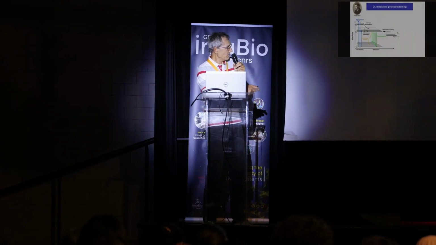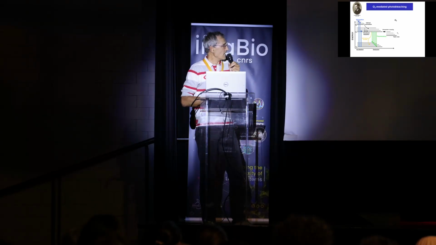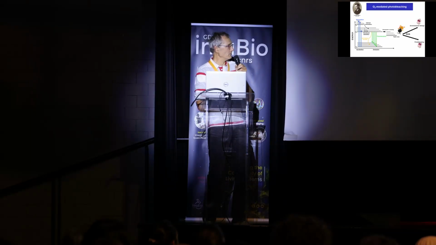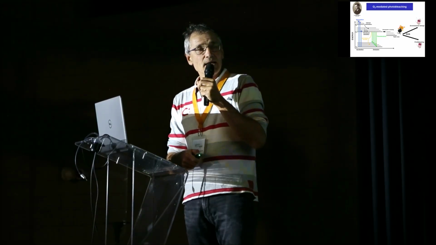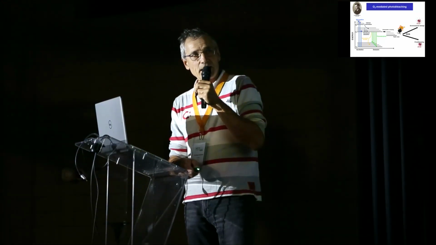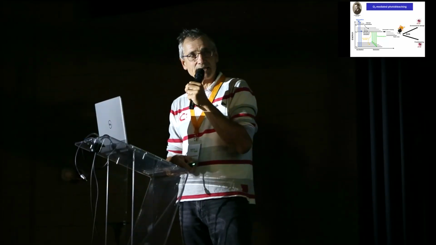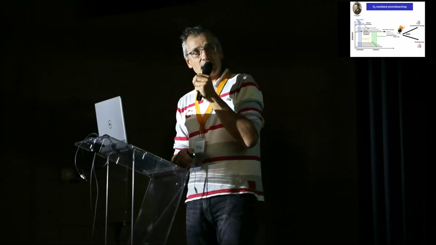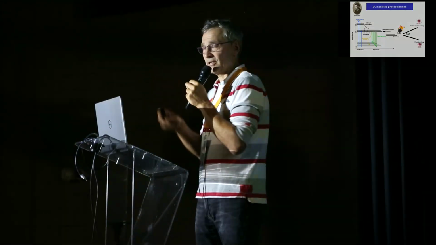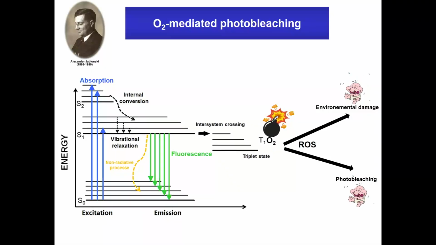And so if this fluorophore enters the triplet state, what can happen if O2 comes in is that, boom, they react together and they will produce reactive oxygen species. These reactive oxygen species, like singlet oxygen, for example, can either directly attack the fluorophore itself and kill it, that's photobleaching, or it can send this reactive oxygen species around in the environment and damage the environment. And that's also very problematic. So fluorophores are nasty things, especially in the presence of oxygen.